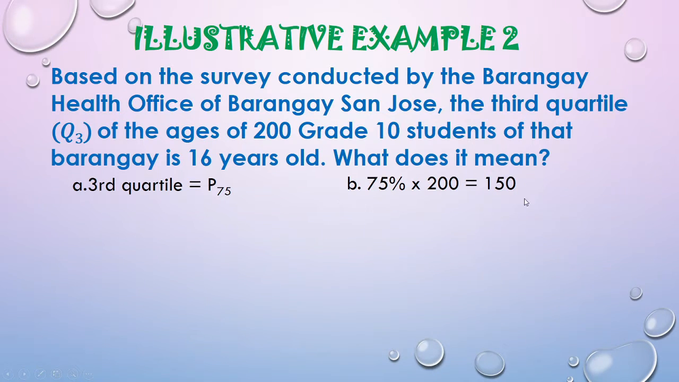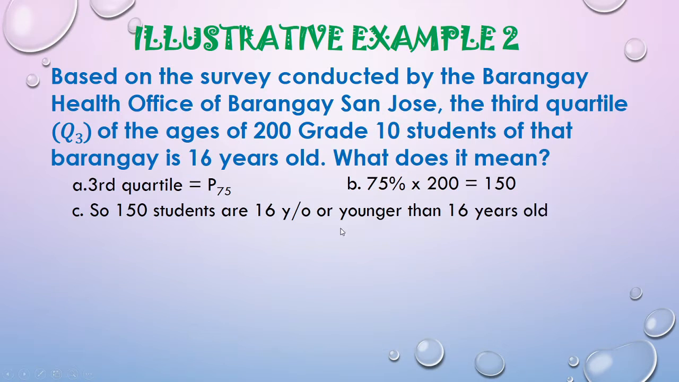O, next. Dahil kailangan nating makuha yung opposite. So, laging ganon, ha? So 150. Interpretation nito, 150 students are 16 years old or younger than 16 years old. So, dahil alam natin na 150 ang younger or equal to 16 years old, ilan naman ang more than or older than 16 years old?